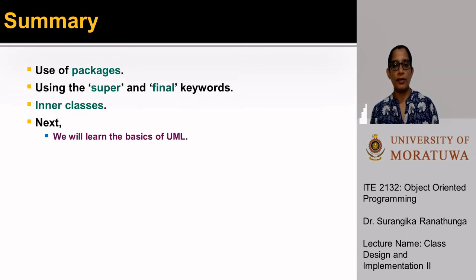So in summary, we learned some other related concepts when using Java programming. These are packages, the super and final keywords, and then the inner classes, which are anonymous and non-anonymous. In the coming lecture, we will be looking into the concept of UML, which stands for Unified Modeling Language. Thank you.